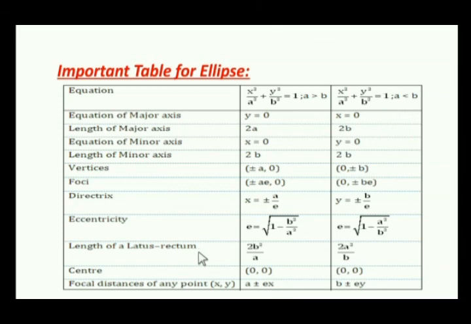Length of the latus rectum is 2b square by a. Now what are latus rectums? Latus rectums are perpendicular lines drawn through the focus. Center is 0, 0, and the focal distance of any point is a plus minus e x and b plus minus e y.